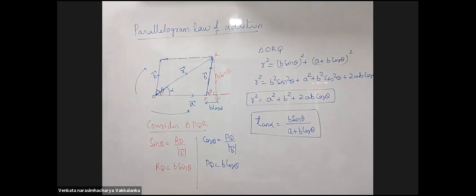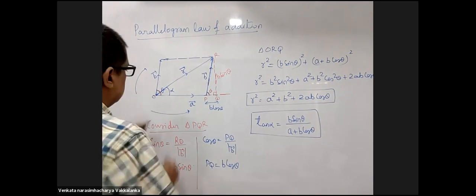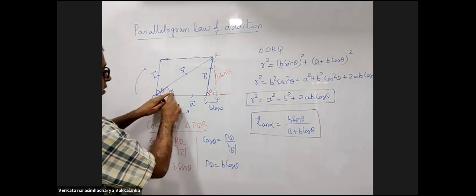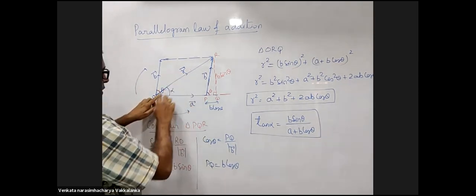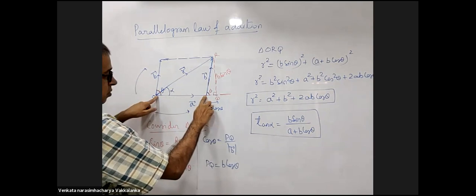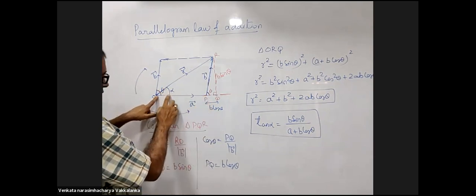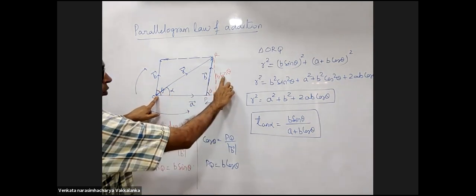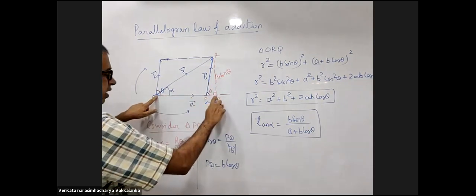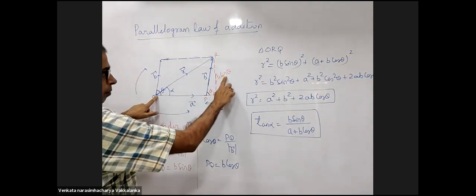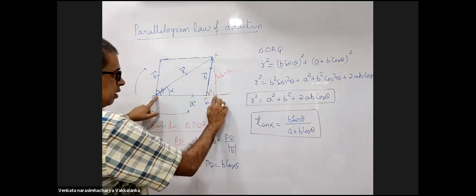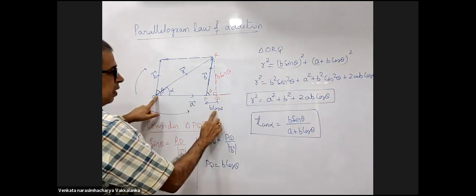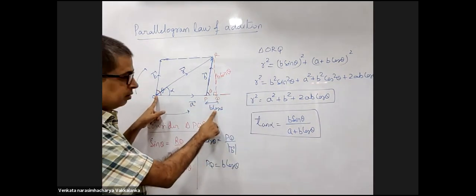Sir, could you explain that last part again? Tan theta is equal to B sin theta. Tan alpha, not theta. Alpha is the angle the resultant makes with the first vector. So tan alpha will be opposite side by adjacent side. Opposite side is B sin theta. Adjacent side is A plus B cos theta.